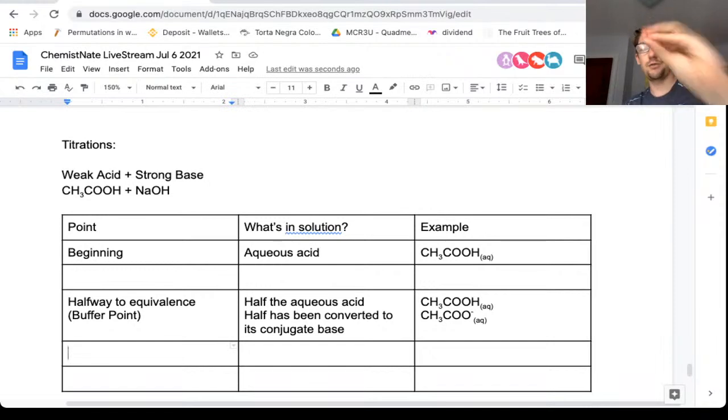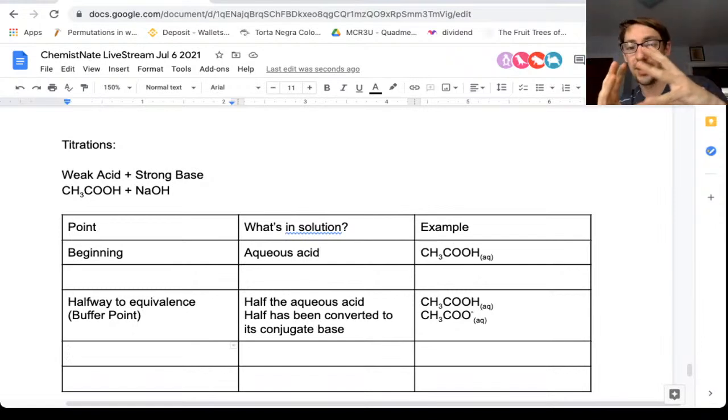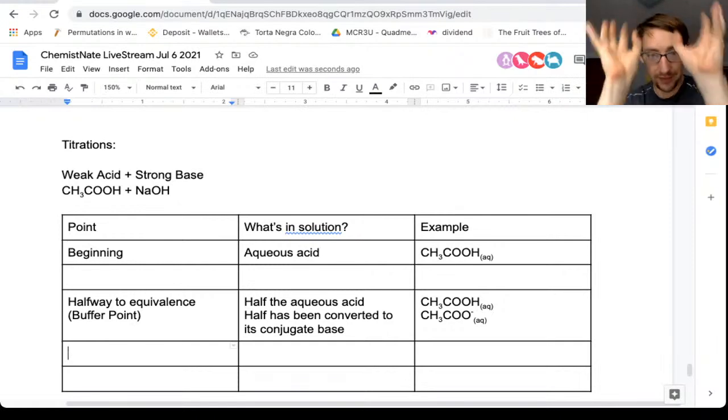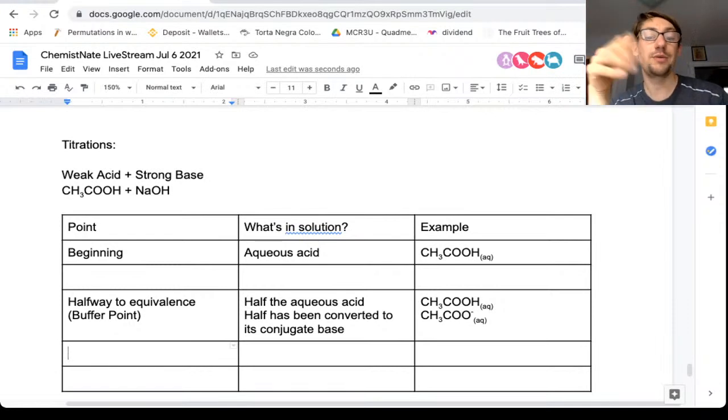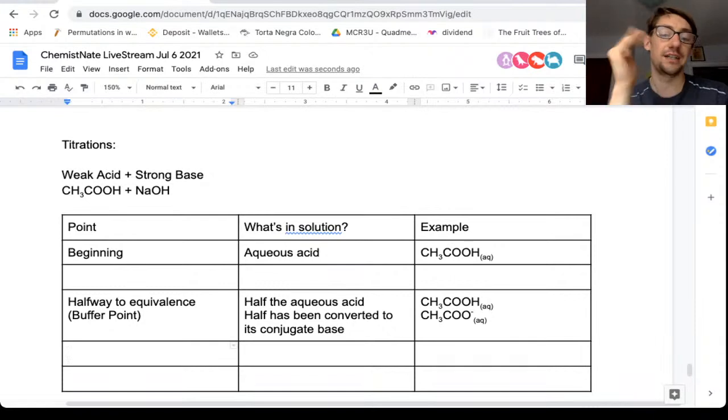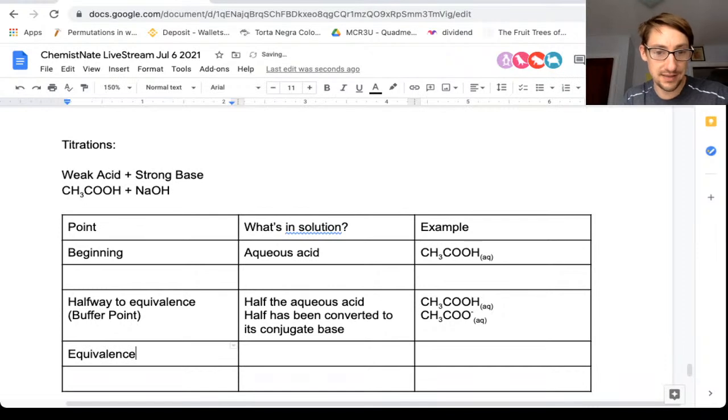So, at the very beginning, you have only acid. Again, some of the acid will hydrolyze or dissociate in water, but I want you to think of it as just the acid. Then as you add base, some of the acid is forcefully getting converted to its conjugate base. Halfway to equivalence, half of the acid has been forcefully converted to the conjugate base, so you have both, and now you have a buffer. The next most important point is called the equivalence point.